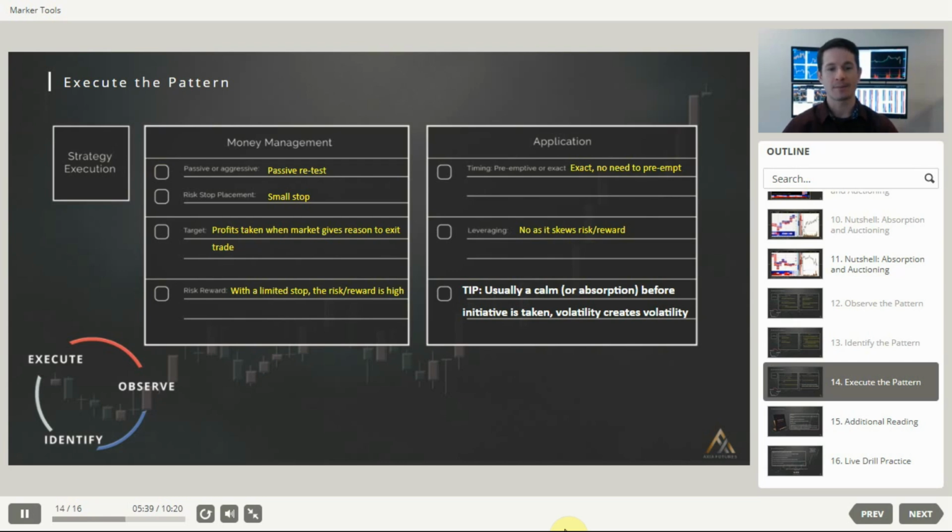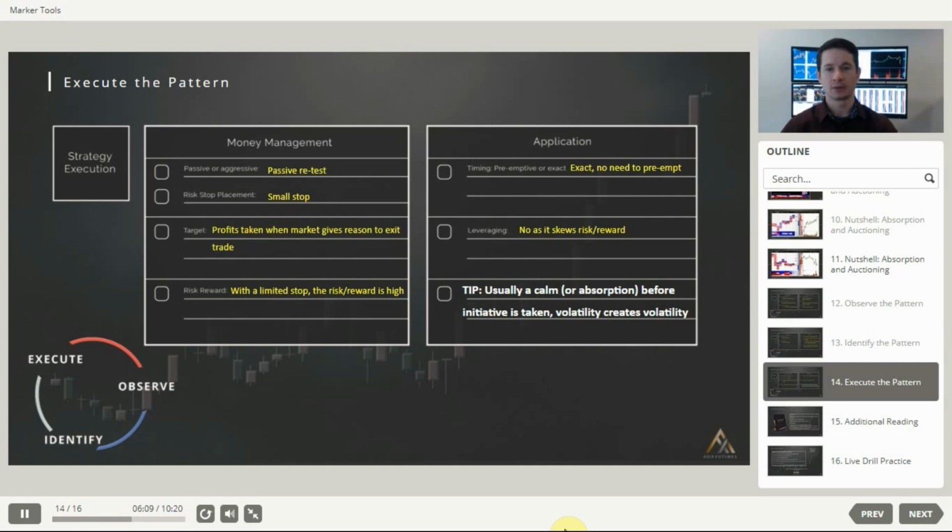Then, in terms of the strategy, do note we spoke about a passive retest as the entry point on the absorption auction. So we wait for the pivots to break, wait for a retest and enter. We had a relatively tight stop, as mentioned, just back inside the distribution. We take profit when the market gives us a reason to exit. And like with every one of these strategies, with very limited risk, we've got really good risk-reward metrics.